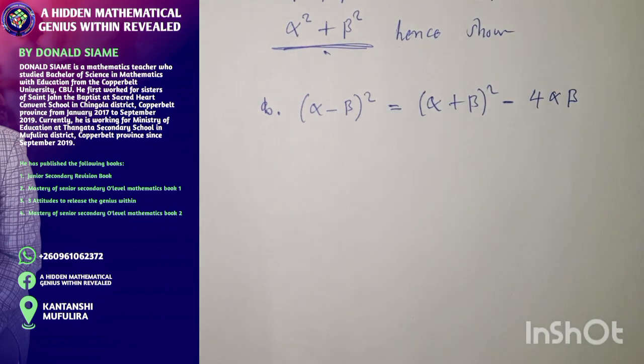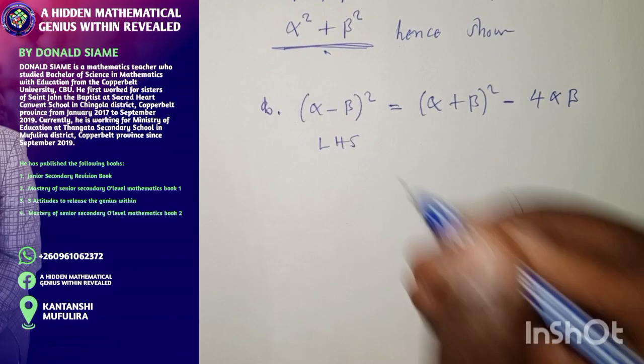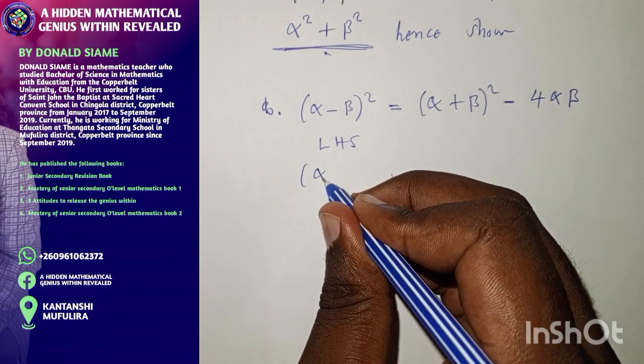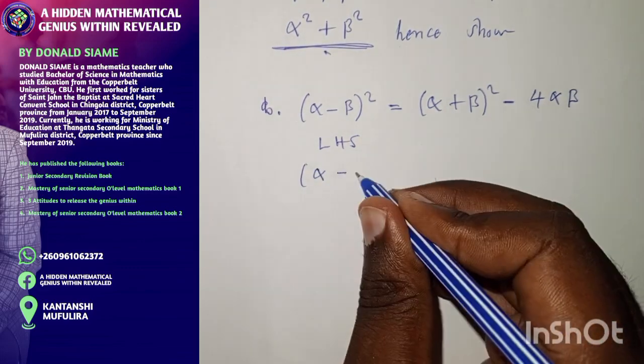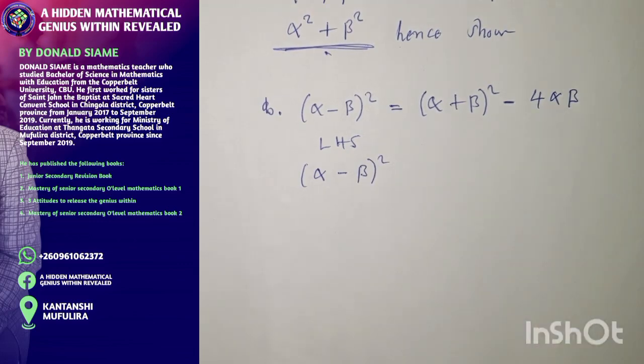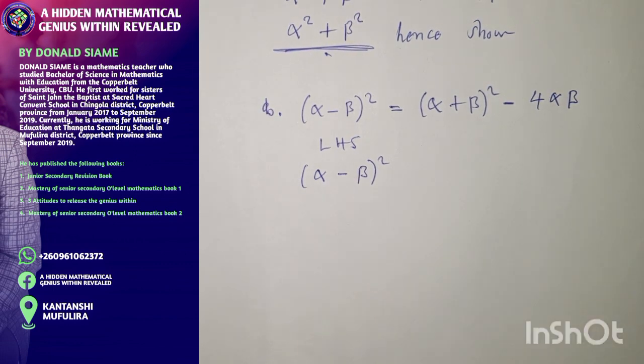So for this one, what we can do is start with the left hand side of the equation. Here we have the square of alpha minus beta. We can expand this using that simple procedure I mentioned earlier.